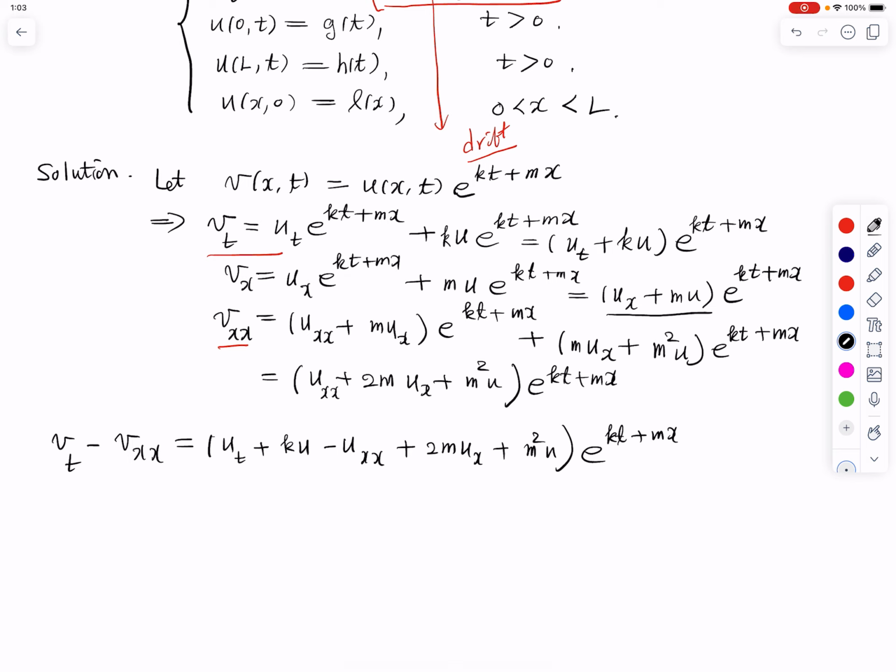Is it right? Then I have here u_t minus u_xx, and then minus 2m u_x, plus (k minus m²) u, and then e^(kt+mx).